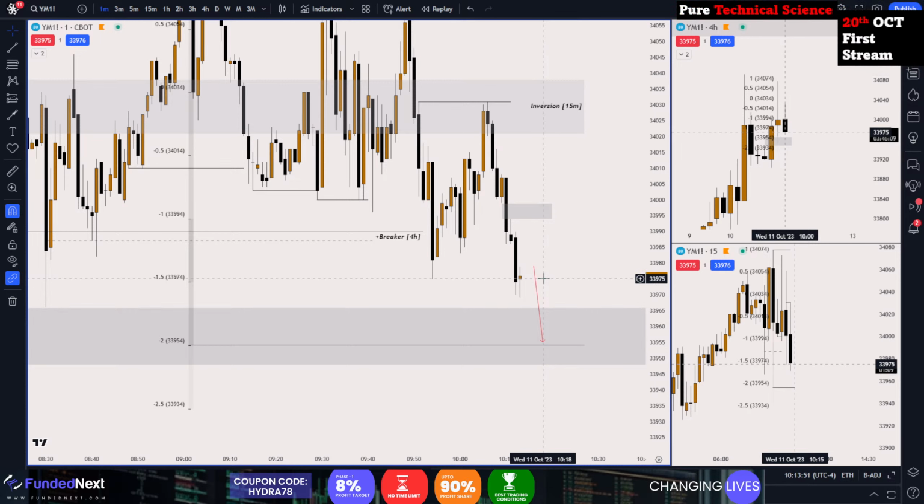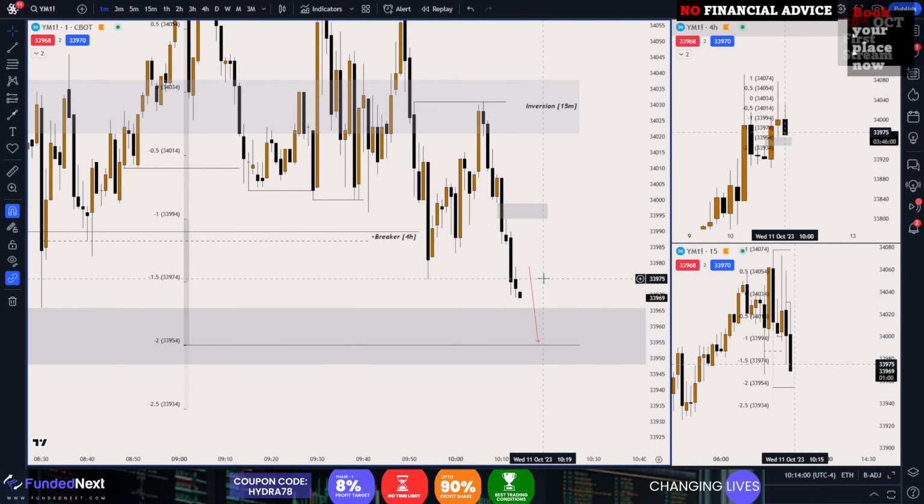Implying breaker block in synthetic indexes, and it works on every pair. To me, what I figured out, it doesn't work on stocks like Tesla, then Amazon, stocks like that. Other than that, in every other chart you will see breaker delivering nicely.